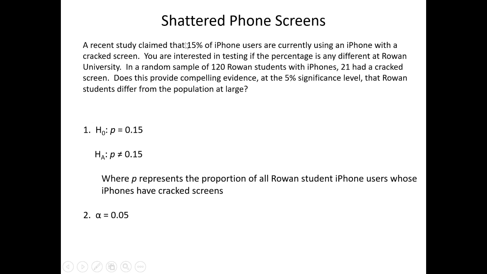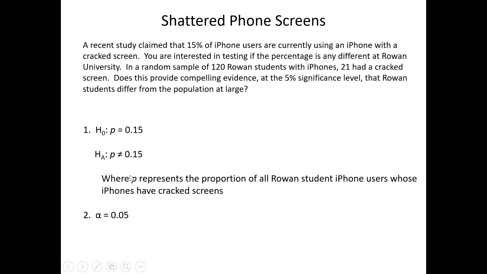Now, if we're taking this study as kind of the truth that 15% of iPhone users have a cracked screen, we could represent that as a proportion of 0.15. And we're interested to see if that percentage is any different at Rowan. So is the proportion any different in either direction from 0.15?